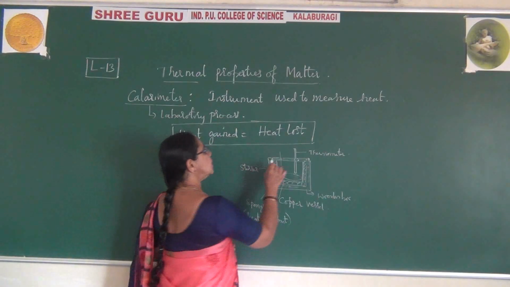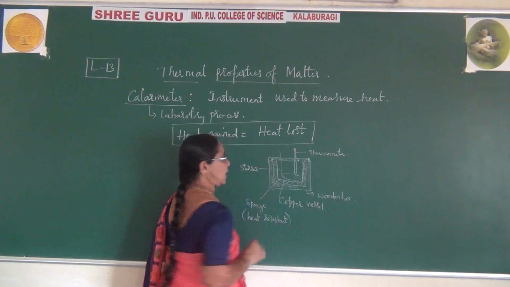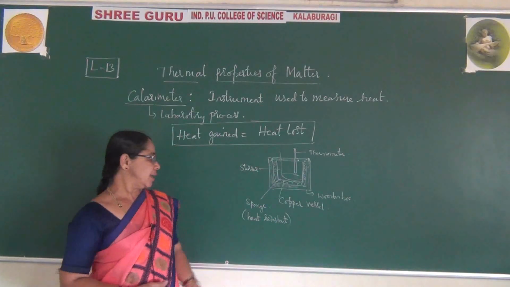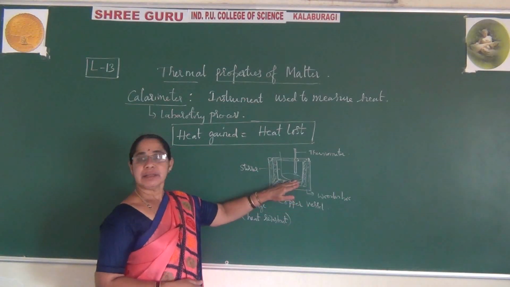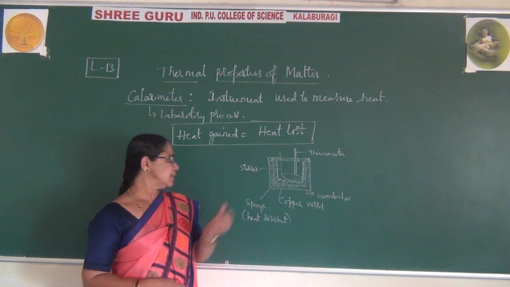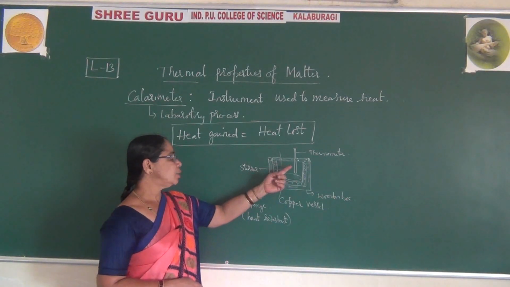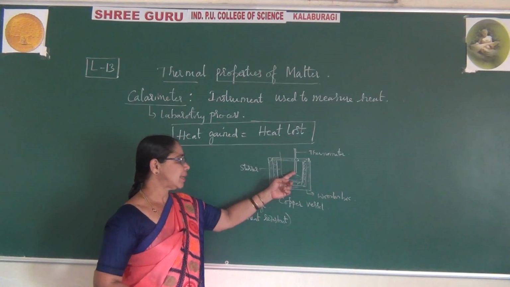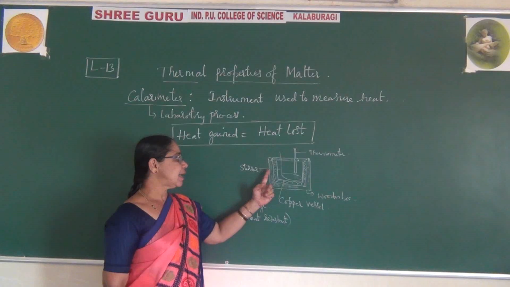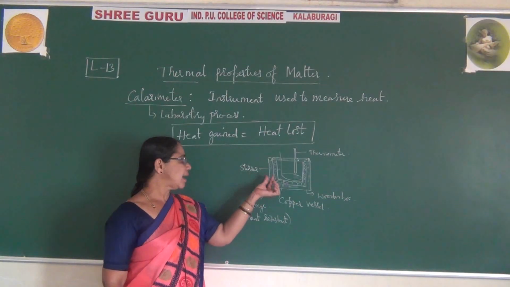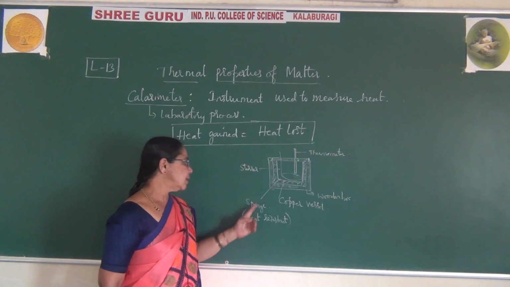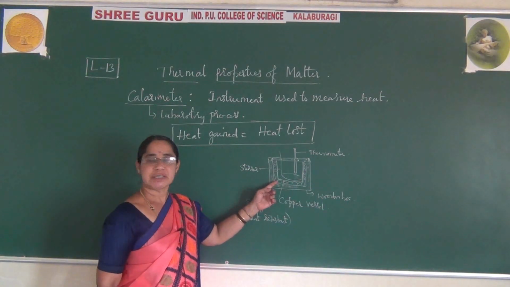Now this is completely packed, so no amount of heat is entering into it. The complete wooden box is there. In this we have the copper vessel, which is of the beaker type, and one stirrer to stir the water. We have a thermometer to measure the heat, and in between the copper vessel and the wooden box we have the sponge, which acts as a heat resistant.